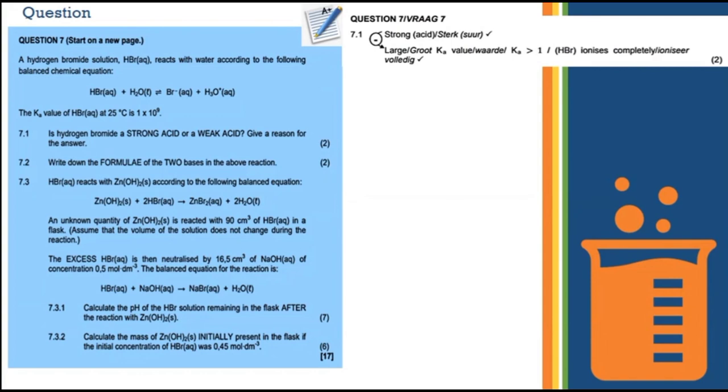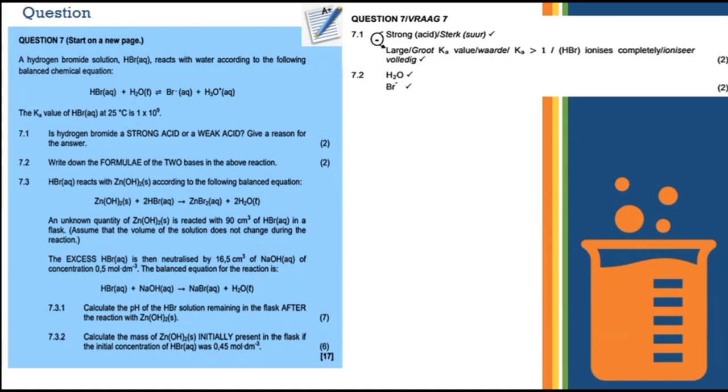Yes, it's a strong acid. Why? Because it has a high or a large Ka value. That's the reason. Okay, we are given the Ka value there. Then we're going to take just one more question before we round off. Write down the formulae for the two bases in the reaction above. Well, as you can see, water is one of the bases and Br minus is the other base. Okay, so you may have got that. The balance of the question is very easy.